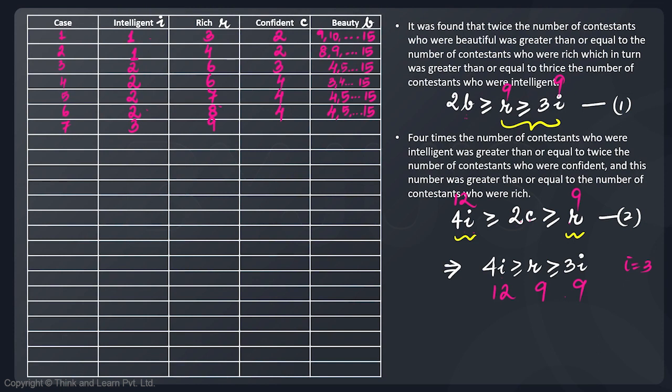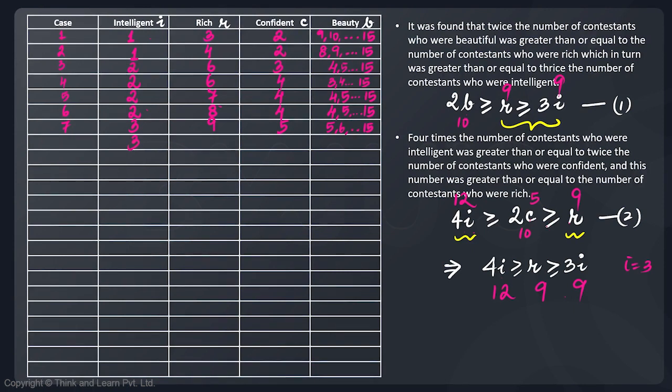Now the value of 2C should be greater than or equal to 9. That means it should be 10. So C is going to be 5. Now we need 2B to be greater than or equal to 9. So 2B is also going to be 10. That will give us the minimum value of B to be 5 and it can go up to maximum 15. Right? Okay.